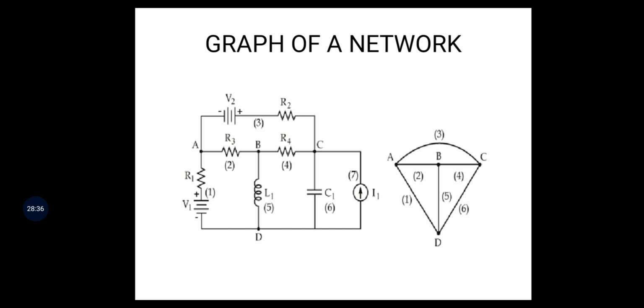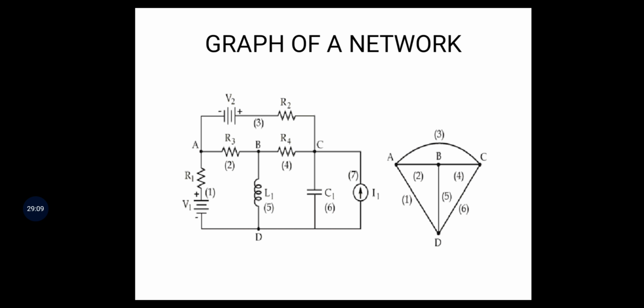Here the nodes, we know the nodes are represented with the dots. What are the nodes? A, B, C, D. These A, B, C, D are called nodes. These are simple nodes or principal nodes. First we represent them with the dots.